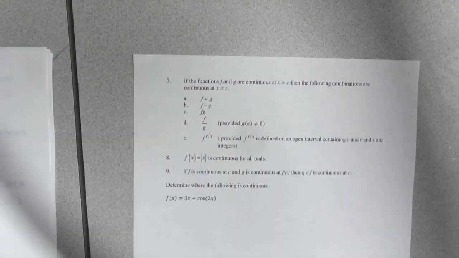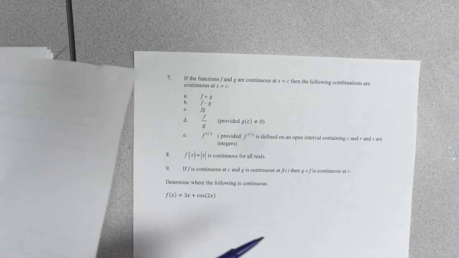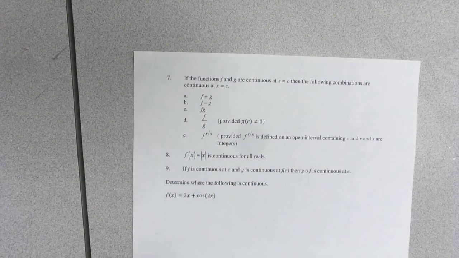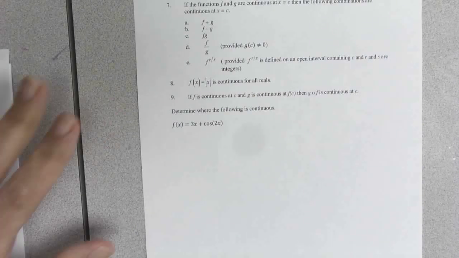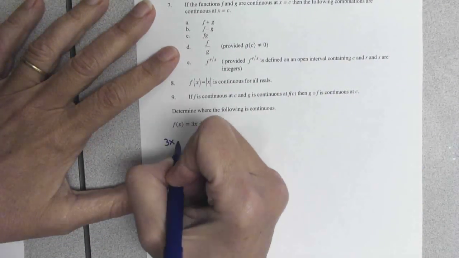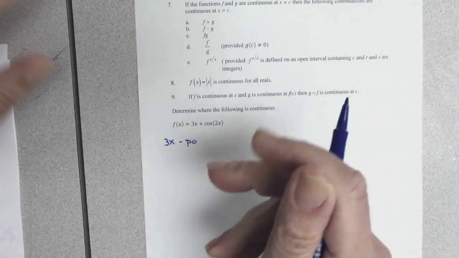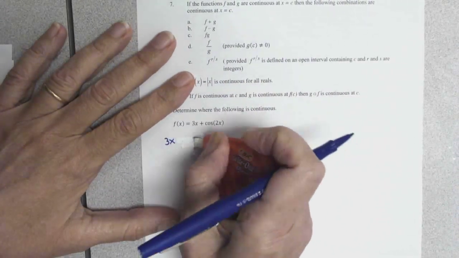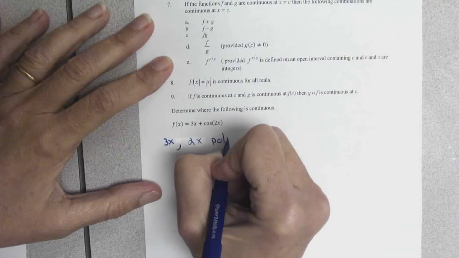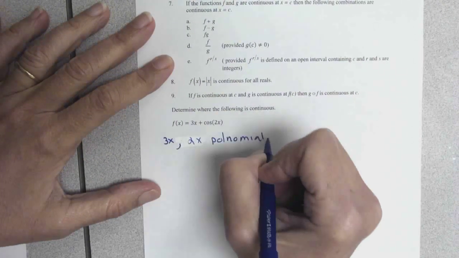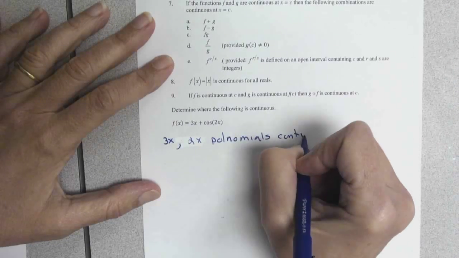So determine where the following are continuous. And so, going into more detail than I'd expect of you from here: 3x, polynomial. Well, actually, let's put it this way: 3x, 2x, polynomials, continuous everywhere.